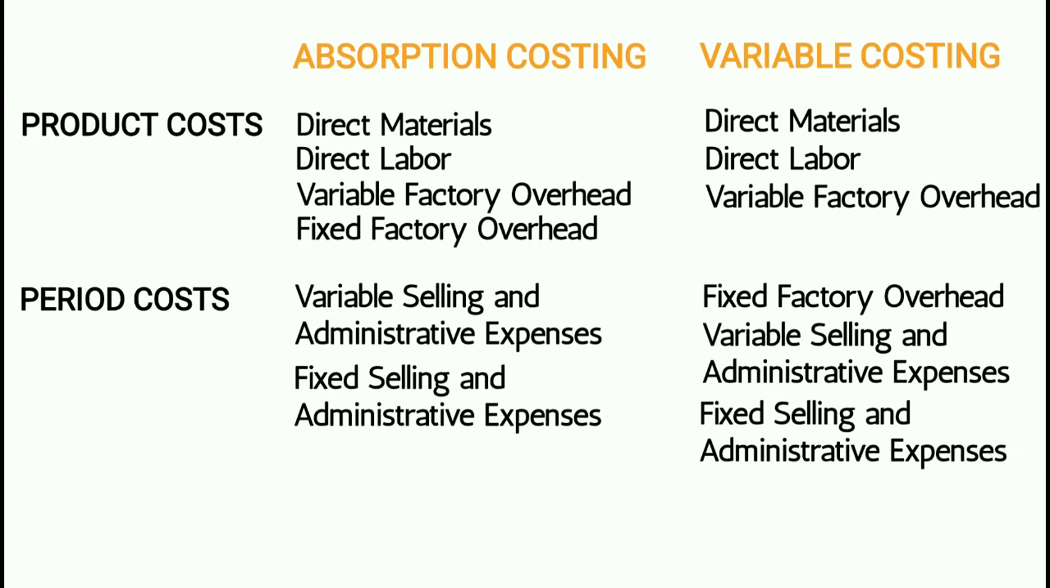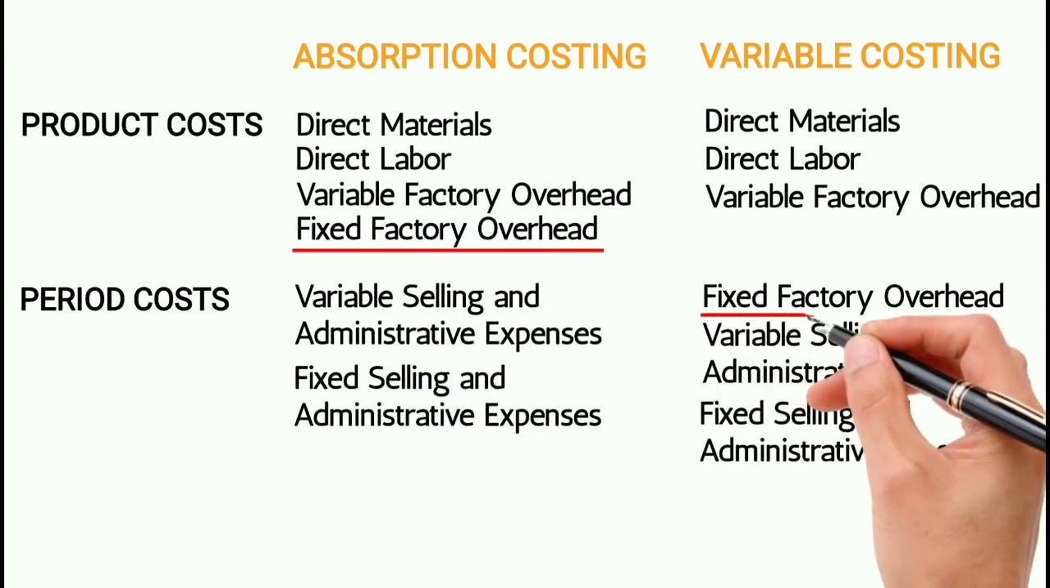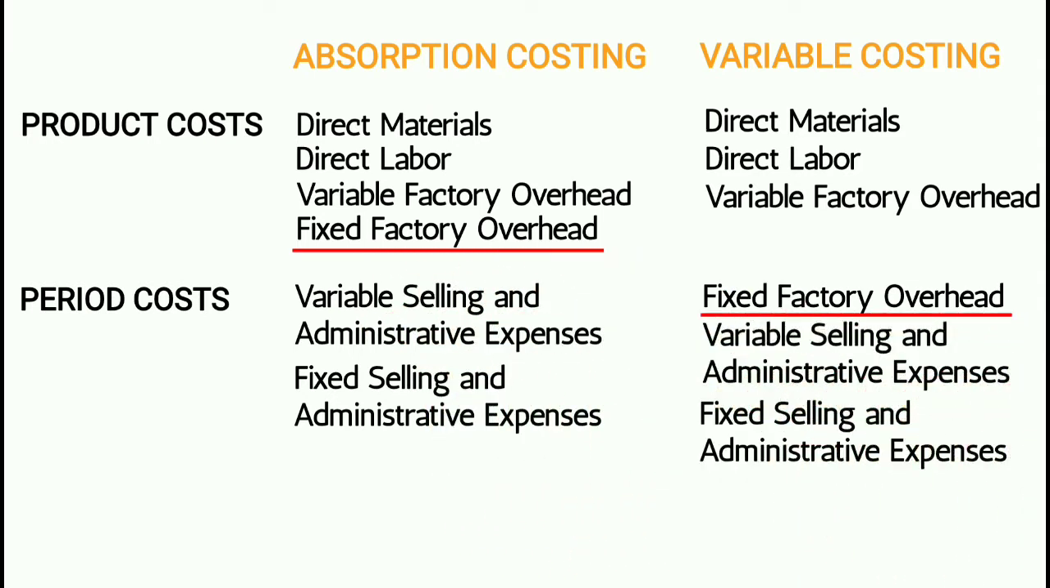Observe na ang difference between variable costing at absorption costing ay yung treatment nila ng fixed factory overhead. Sa absorption costing, ang fixed factory overhead ay product cost. Pero sa variable costing, ang fixed factory overhead ay period cost.